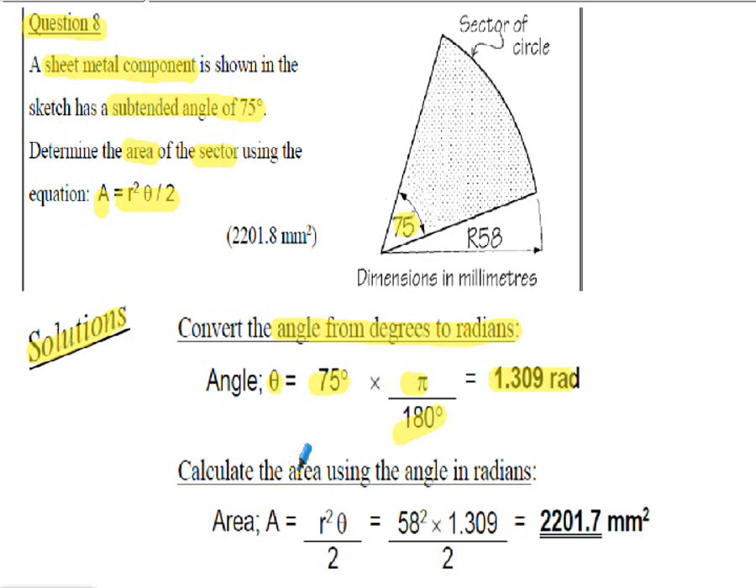Now we can use the above formula to calculate the area, so area is equal to r squared theta divided by 2, so r above is 58 millimeters, so 58 squared multiplied by the angle in radians divided by 2, produces an area of 2,201.7 millimeters squared.